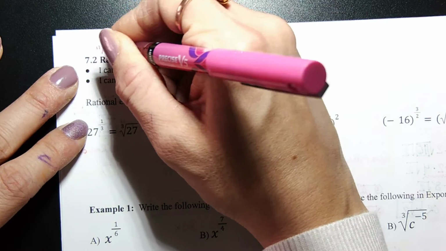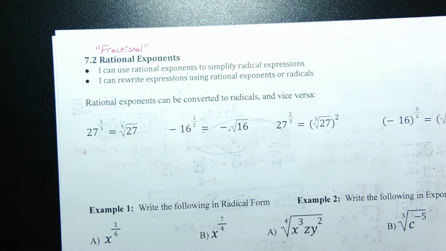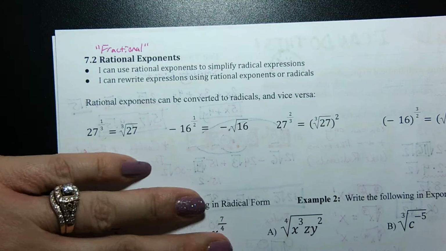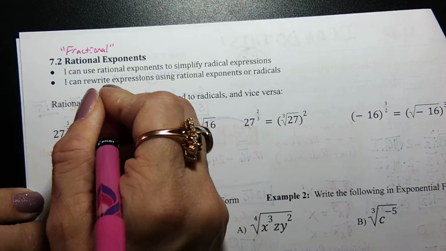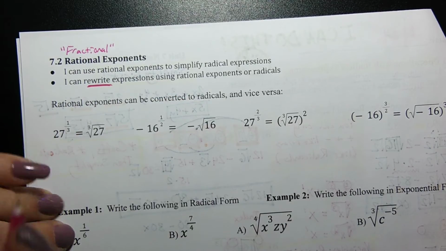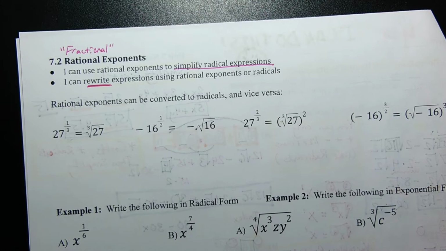Rational is kind of synonymous with fractional. So rational exponents look like this. We're going to be doing two things in this section. We're going to be rewriting expressions, and then we are going to be simplifying expressions. Keeping these two things straight will be important so that you don't do more work than you need to on problems that are just rewriting.